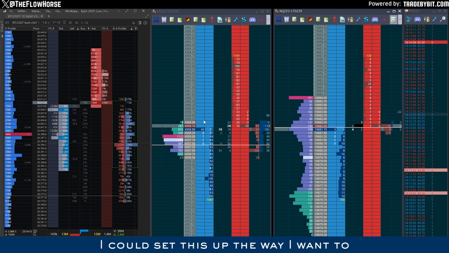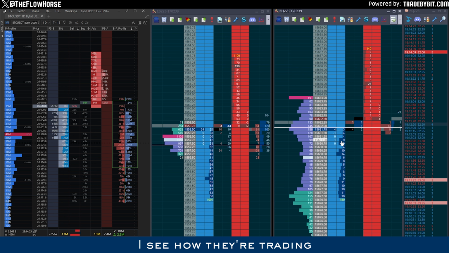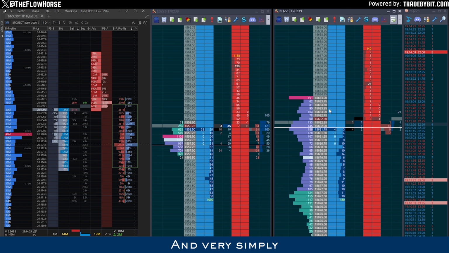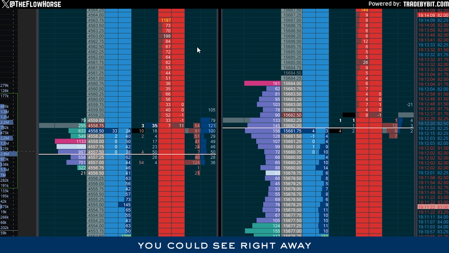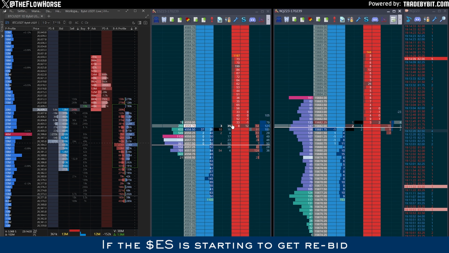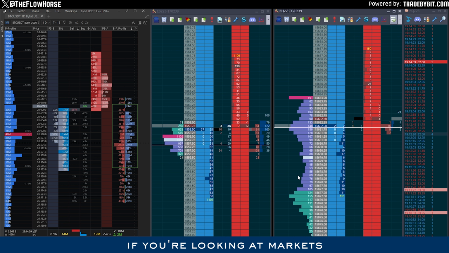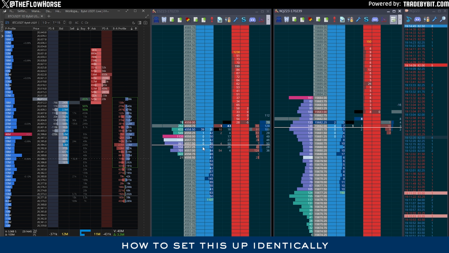I could set this up the way I want to, like I have, but I don't have to make any real tick adjustments. I know some people that make tick adjustments for the NASDAQ. I leave it as is. Again, I see how they're trading next to each other. And very simply, you could see right away when the market is moving, I'm going to be able to tell where most of the activity is coming in. If the ES is starting to get rebid and the NQ isn't catching up yet, or inverse, or many other different things, obviously, you can pick up on if you're looking at markets right next to each other. But we'll go into at the end how to set this up identically.